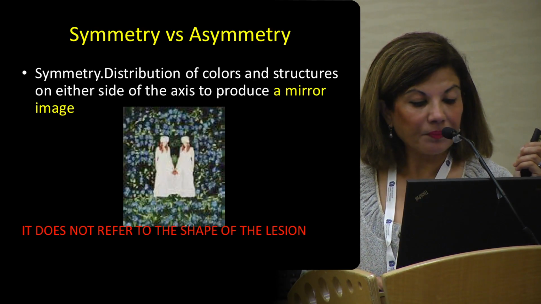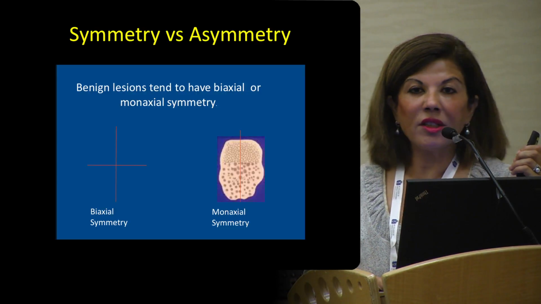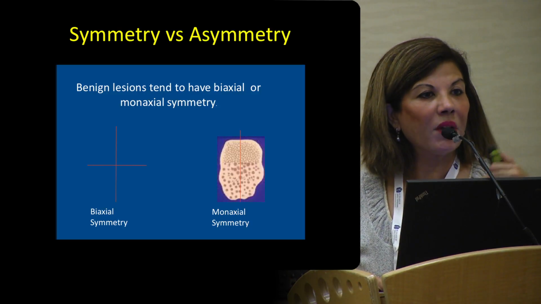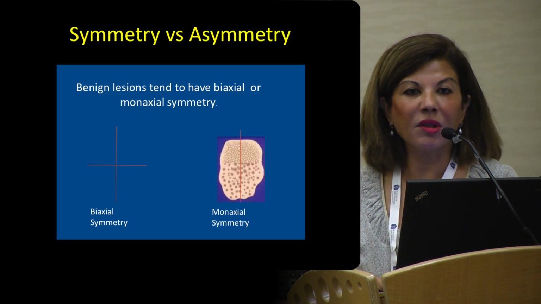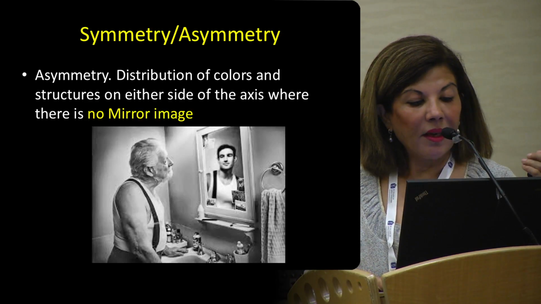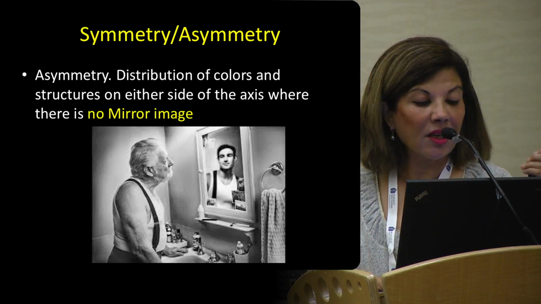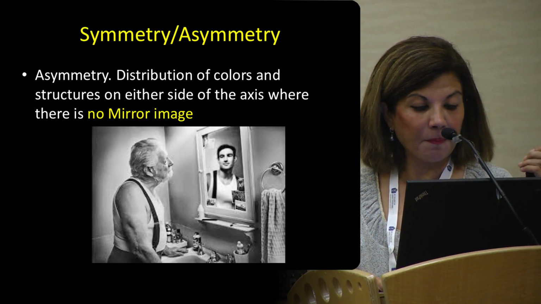So benign lesions tend to have biaxial or monoaxial symmetry, which basically means that no matter how you bisect it, it's always a mirror image. Asymmetry means the distribution of colors and structures on either side of the axis where there is no mirror image.